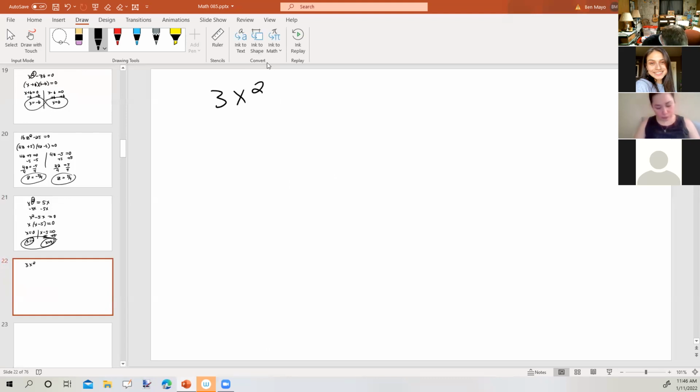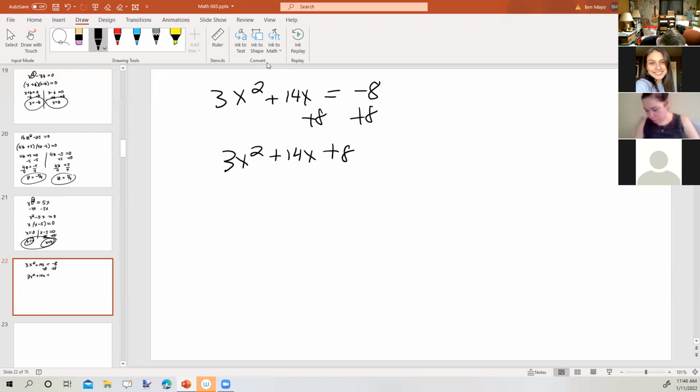3x squared plus 14x equals -8. Well, again, this is a second degree equation. I know because of the 3x squared, but it's not in standard form. So I'm going to add 8 to both sides of the equation. So now it's in standard form, set equal to 0.